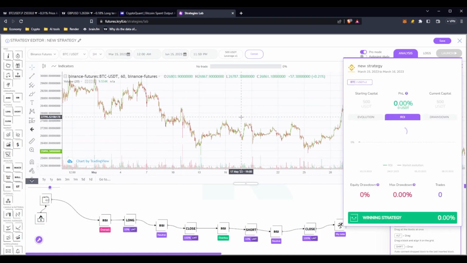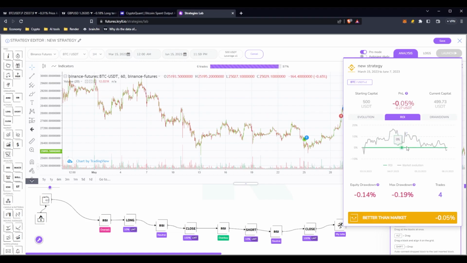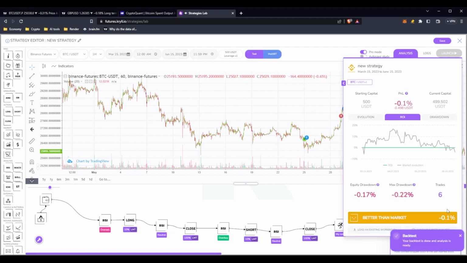If not, by the way, if you want me to make a full video about how to work with this platform, write down in the comment section. Possibly something is going wrong in here. That's why it doesn't really open any trades. Oh, it did open the trades, 6 trades. So that's it. With this strategy that I made, it just shows that it wasn't profitable.